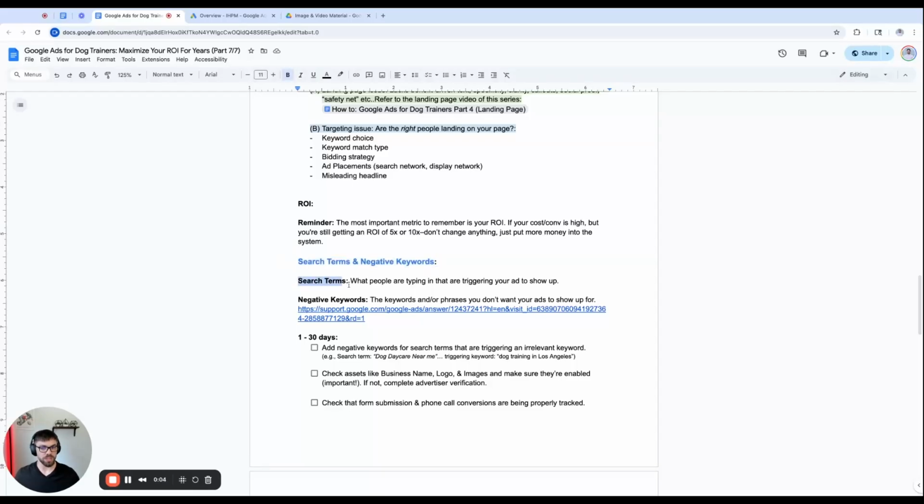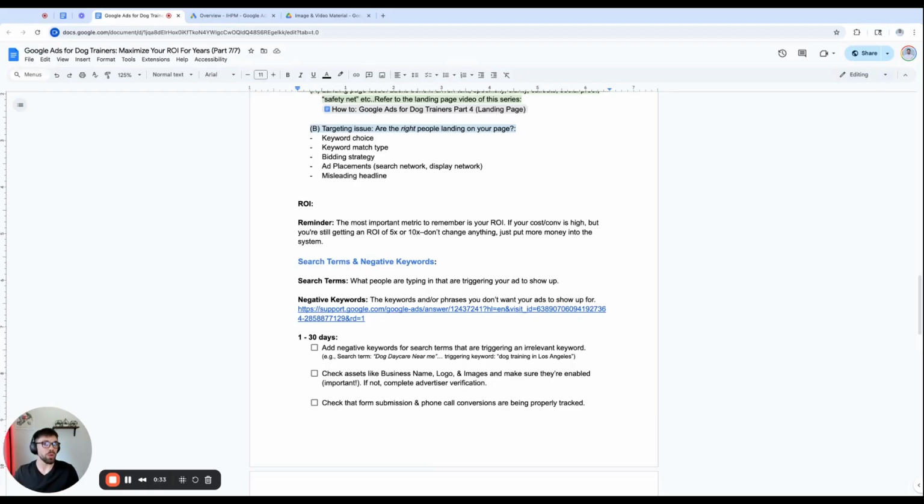Search terms, put simply, are what people are typing in that are triggering your ad to show up. Negative keywords are the keywords and or phrases you don't want your ad to show up for. So search terms are really cool. There's two big benefits we get from search terms. By being able to see what people are typing in that's causing our ads to show up, we can look at the search terms report and find keywords we don't want and keywords we do want.